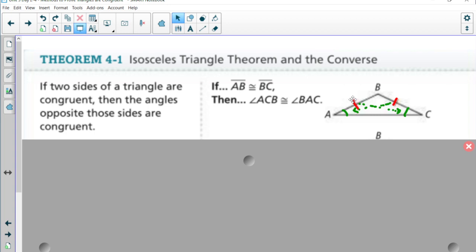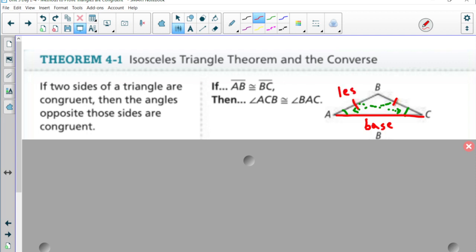And the reason that it's called that is because this third side that isn't the same is typically called the base in an isosceles triangle. And the two sides that are the same are called the legs. So when we talk about the base angles, we're talking about the angles that are sitting at the base. So that is how the statement looks.